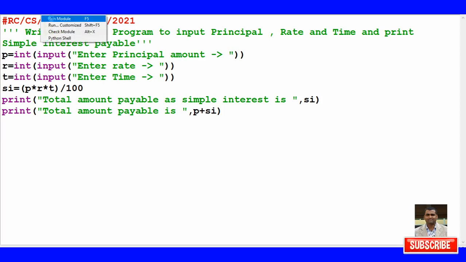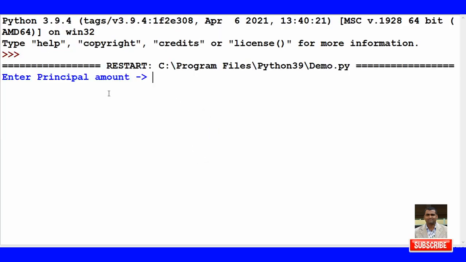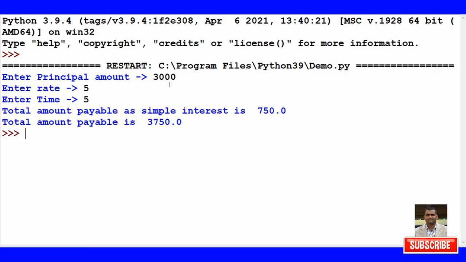Let's see what is going to happen. So I'm going to run. It is asking me: enter the principal amount. Since I do not have any specific data here, you can take any question from maths and try to figure it out. I'm taking 3000. Then rate, let's suppose 5% per annum. And time, let's suppose 5 years. Total amount payable as simple interest is 750 rupees, and the total amount payable is being added here, you see.